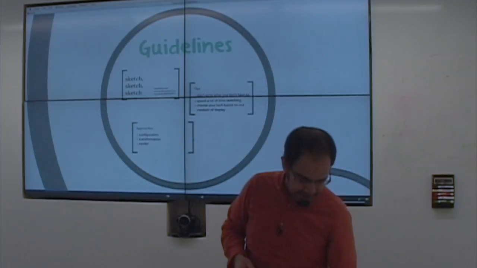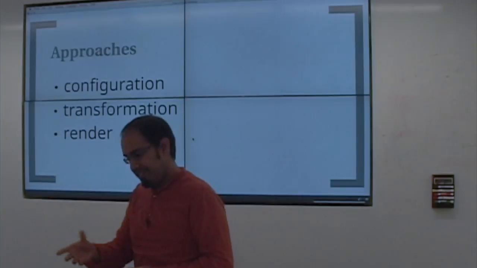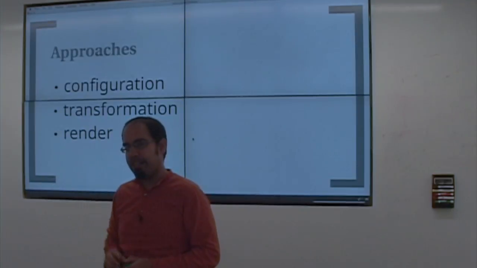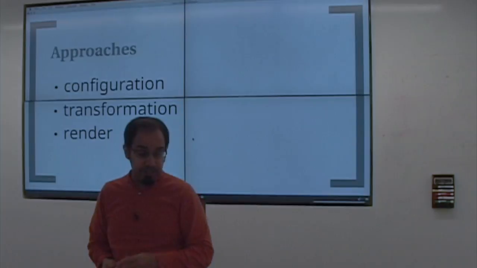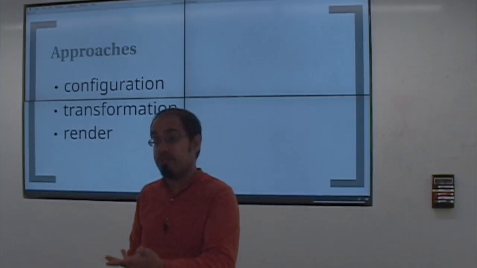The last piece here is the approaches, and this is where I've tried to put a little scaffolding on the types of technologies that exist for visualization. I've made 3 buckets here, and I'm still searching for the right words for these, but I call them configuration, transformation, and rendering. These are 3 different types of tools, and each tool, I would say, falls into one of these types.